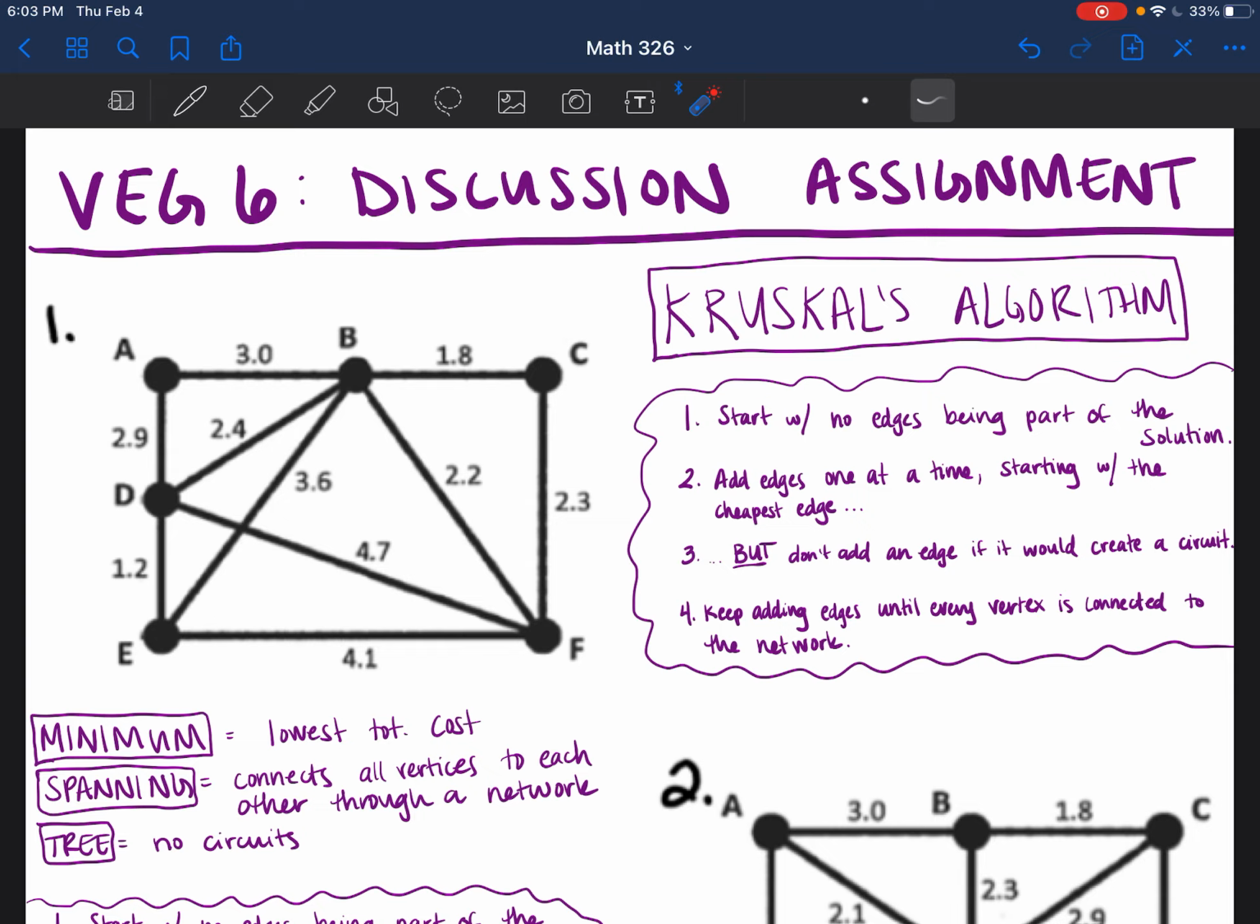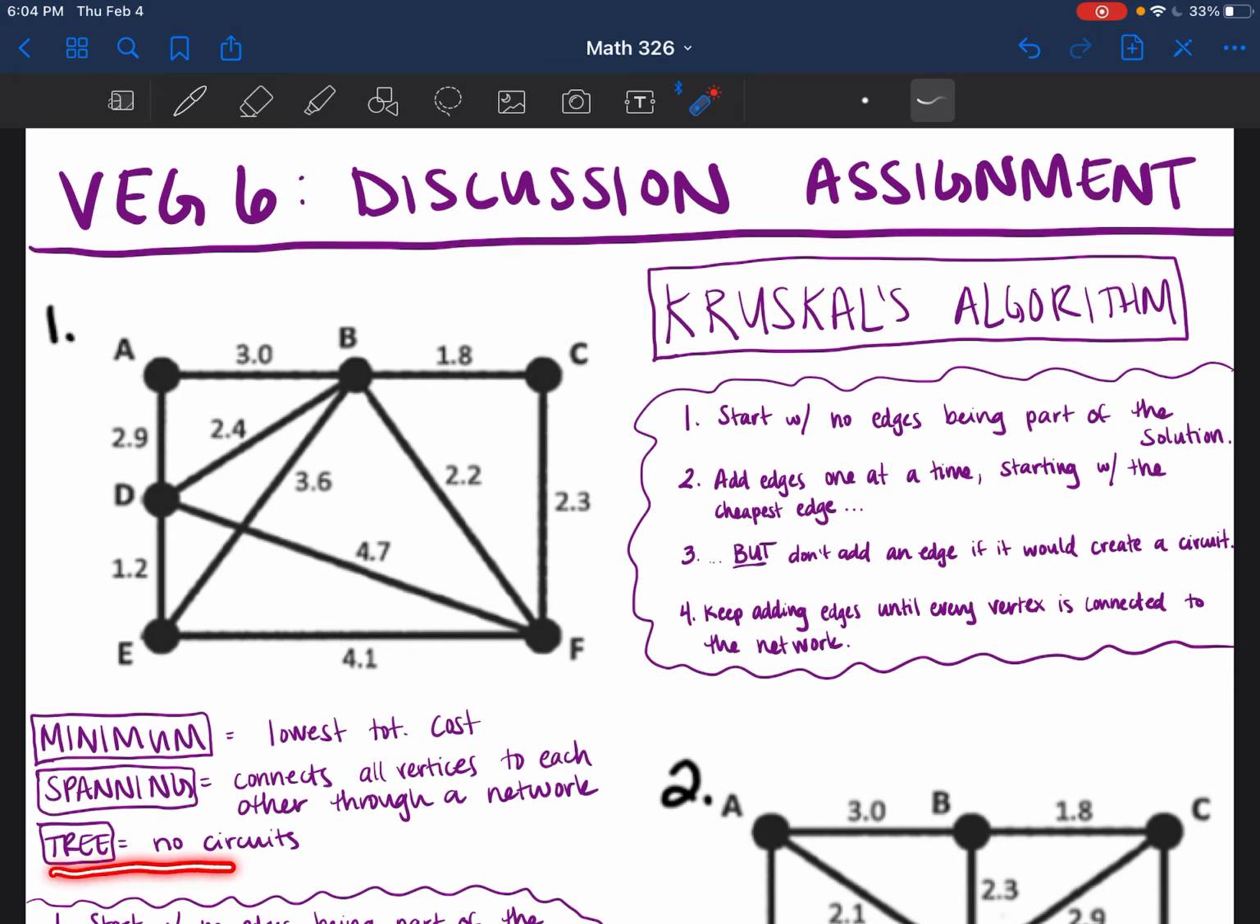So that means D doesn't have to be touching every single vertex. It just has to be connected through other vertices. So it can be going like that to get to C, or this way to get to F. It just has to be able to get to every vertex, even if it passes through other vertices.